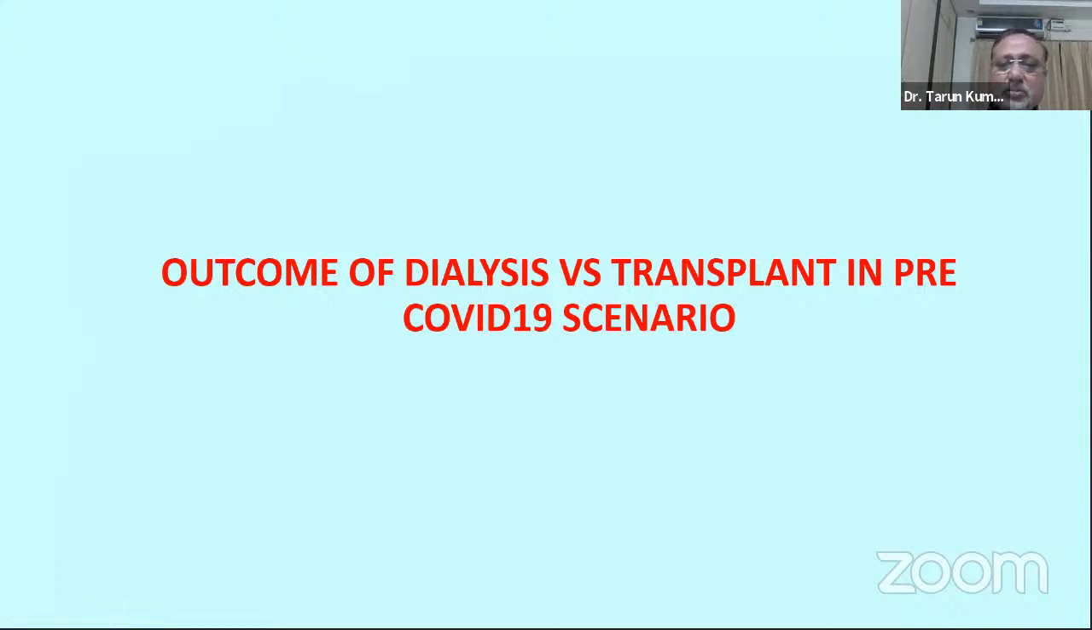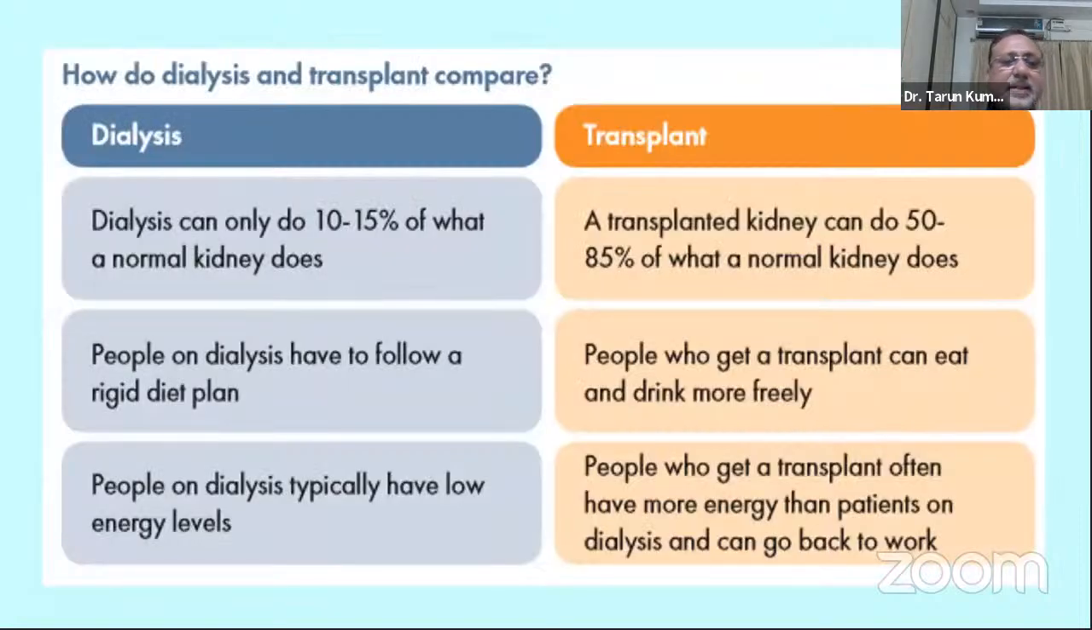So first, coming to the outcome of dialysis versus transplant in the pre-COVID era, dialysis can replace only 10 to 15% of normal kidney function, whereas a transplanted kidney can do 50 to 85% of what a normal kidney does. People on dialysis have to follow a rigid diet and typically have a low energy level, whereas after a successful transplant, patients can have much more liberal food and fluid intake, and their energy level becomes near normal.